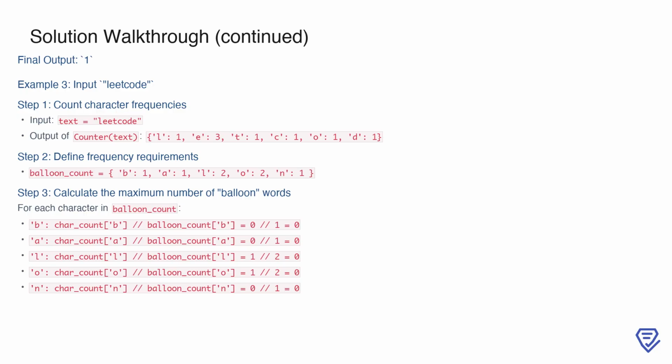To determine how many times balloon can be formed, we divide the available counts by the required counts for each character. For B, it is 0 / 1 equals 0. For A, it is 0 / 1 equals 0. For L, it is 1 / 2 equals 0. For O, it is 1 / 2 equals 0. For N, it is 0 / 1 equals 0.